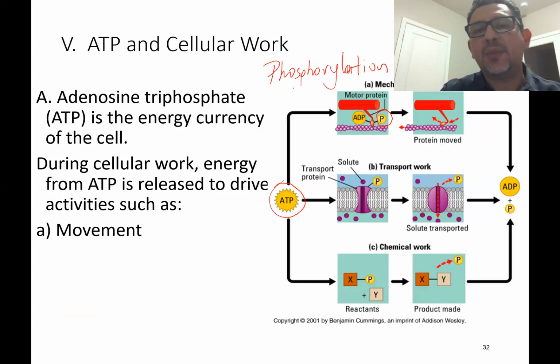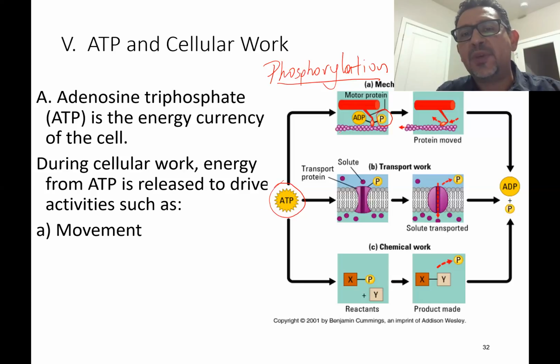So that's the word I'm saying right now. Phosphorylation. Again, what is phosphorylation? Phosphorylation is the donating, the giving of one phosphate group by one molecule to another. So ATP here is going to be phosphorylating one of the motor proteins in a muscle cell.